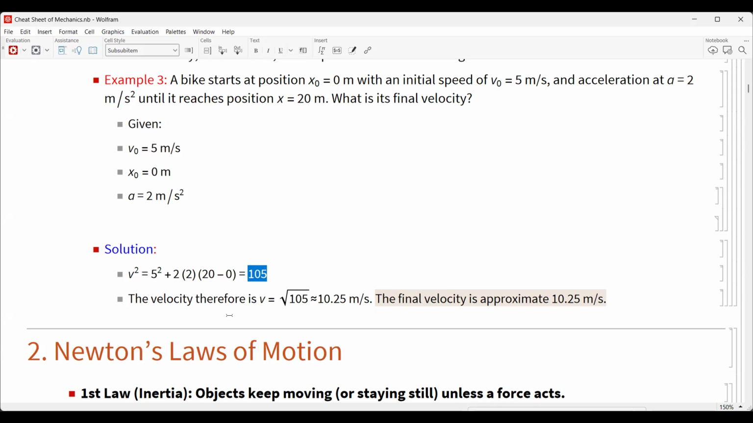So the velocity, therefore, is equal to the square root of 105, or approximately 10.25 meters per second. All right, so this is the final velocity, approximately 10.25 meters per second.